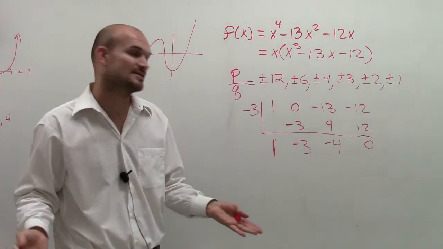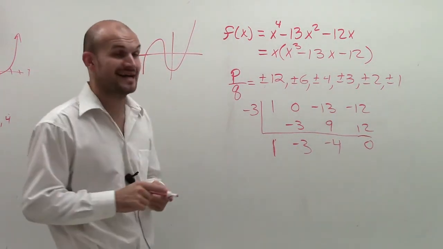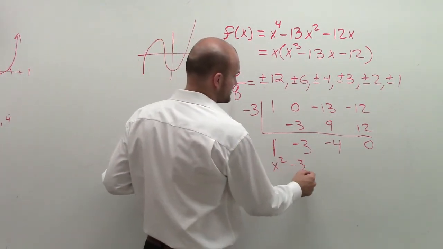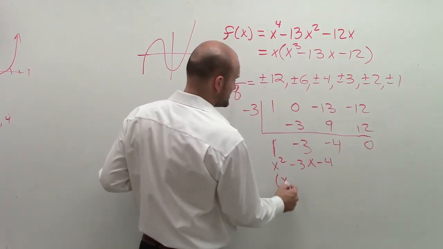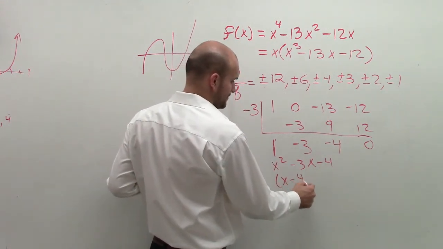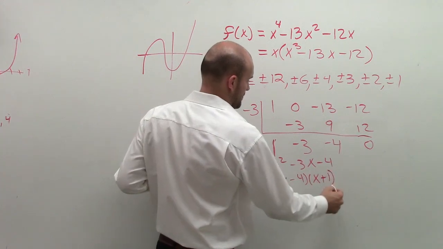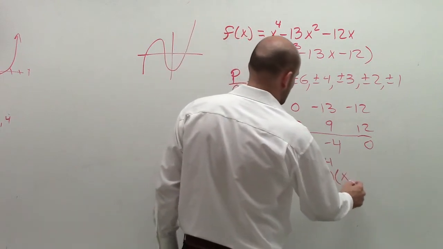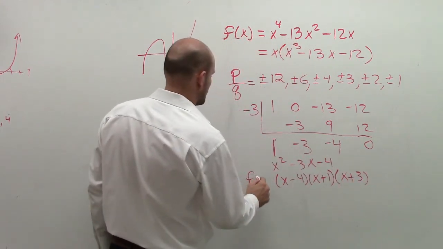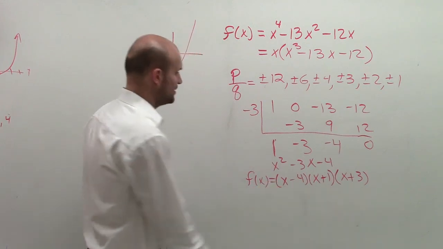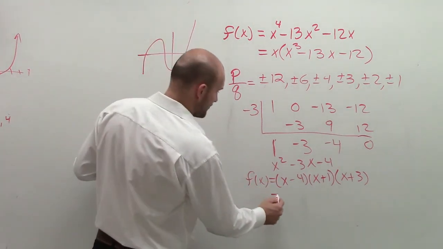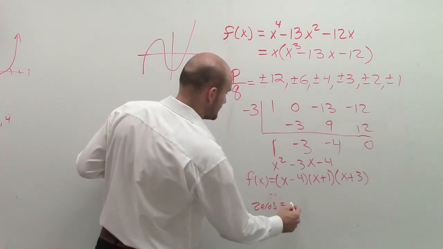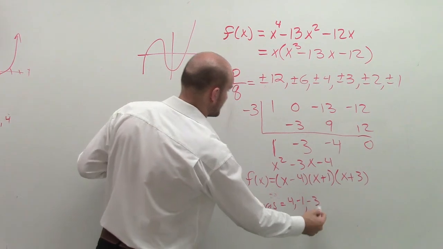Now, we can continue to synthetically divide, right? I said I think -1 is another factor. But you can also see, if I rewrite this as an answer, x squared minus 3x minus 4, hopefully you already know that this is going to be factorable. So we could factor it already to there. So now I can write my polynomial as a product of its factors. And therefore, now I can write my zeros as 4, -1, and -3.